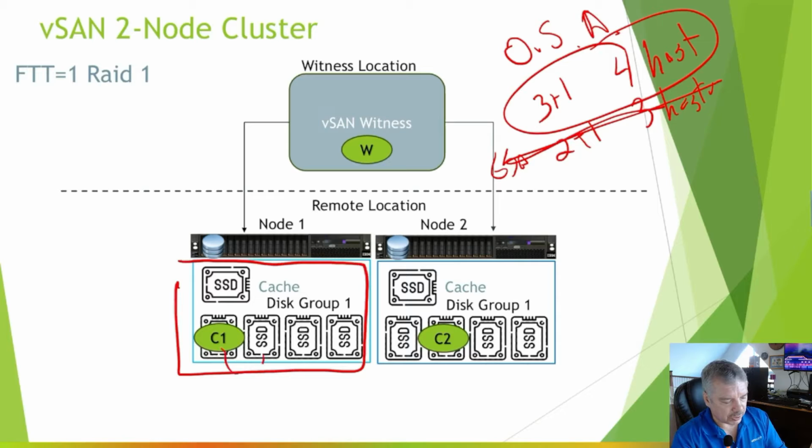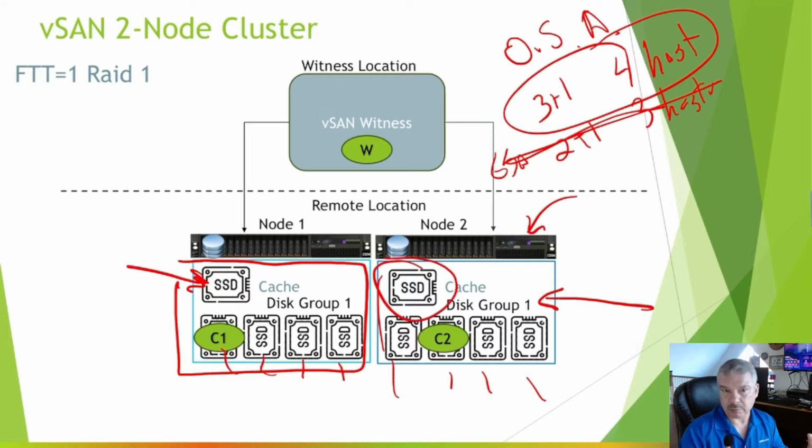I got a bunch of disks in here, capacity disks, and there's a cache disk, okay? That's the original storage architecture. Here's another disk group on this server, okay? A bunch of capacity disks and a cache disk. Makes sense, all right? So I can't do RAID 5 here.